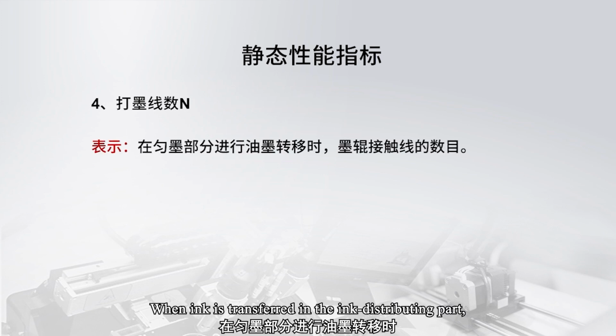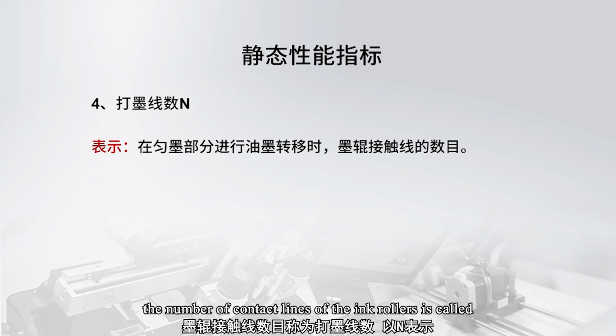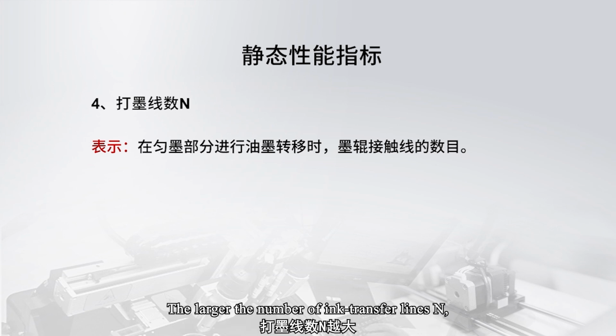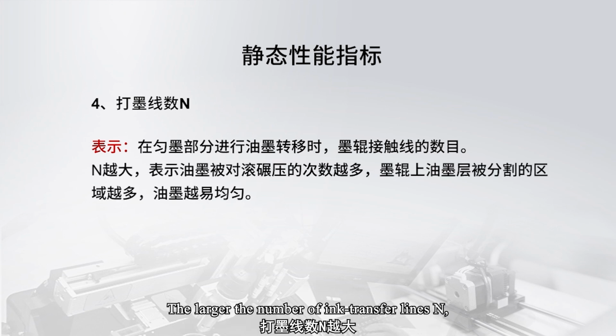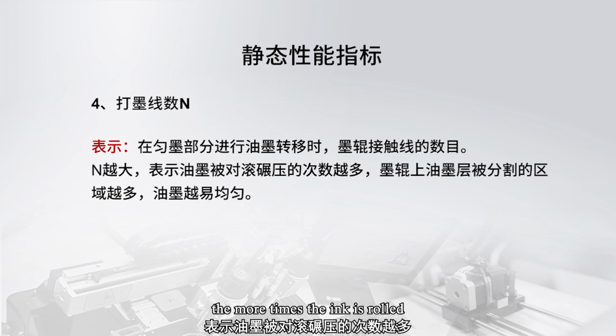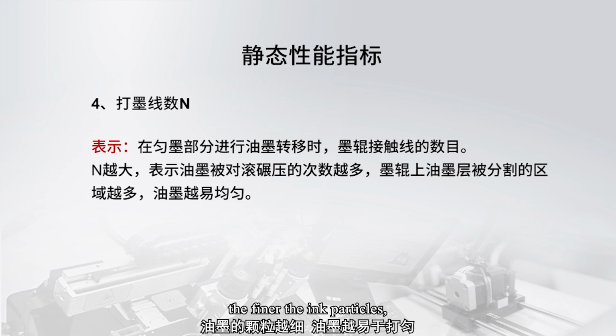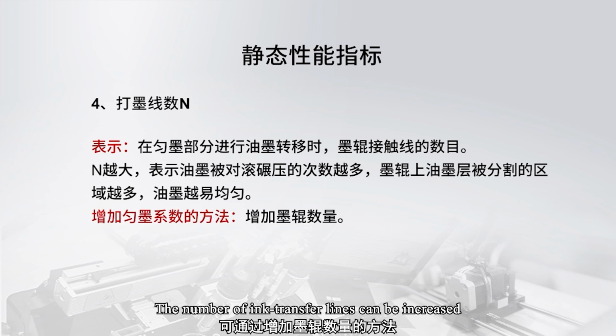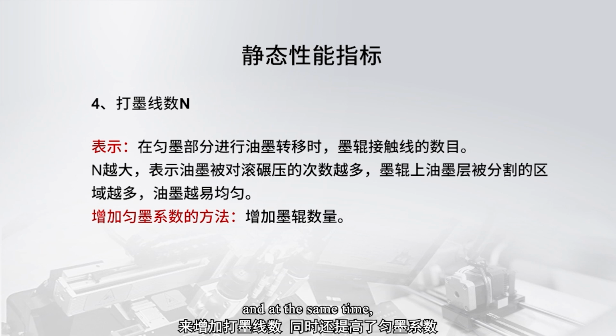4. Number of ink transfer lines n. When ink is transferred in the ink distributing part, the number of contact lines of the ink rollers is called the number of ink transfer lines, denoted as n. The larger the number of ink transfer lines n, the more times the ink is rolled and pressed by counter rotation, the finer the ink particles, and the easier it is to spread the ink evenly. The number of ink transfer lines can be increased by increasing the number of ink rollers, and at the same time, the ink distributing coefficient is also increased.